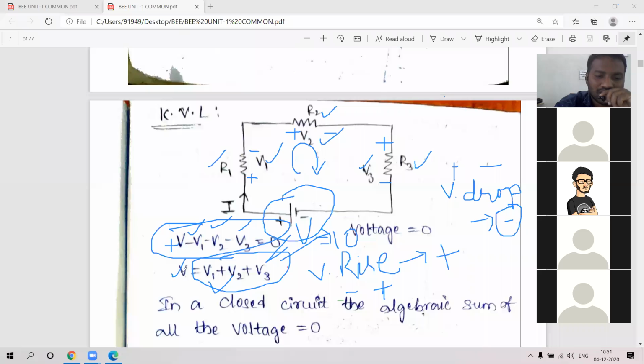So clearly we can say that in a closed circuit, the sum of potential rises or voltage rises is equal to the sum of voltage drops. That is V1 plus V2 plus V3. So either this equation or that equation, both have the same meaning only.